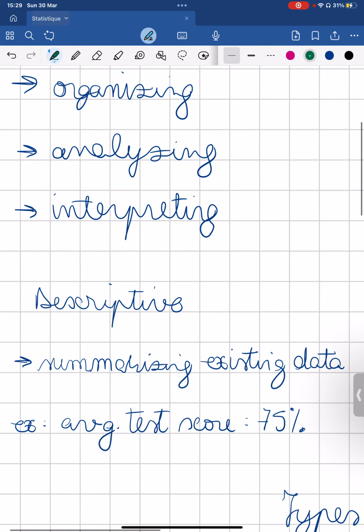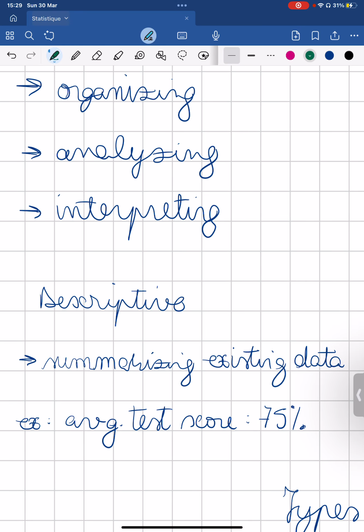Now, for descriptive statistics, this is about summarizing the data which you already have. For example, the average score on the midterm was 75%. That's descriptive. You're just summarizing what's already there.